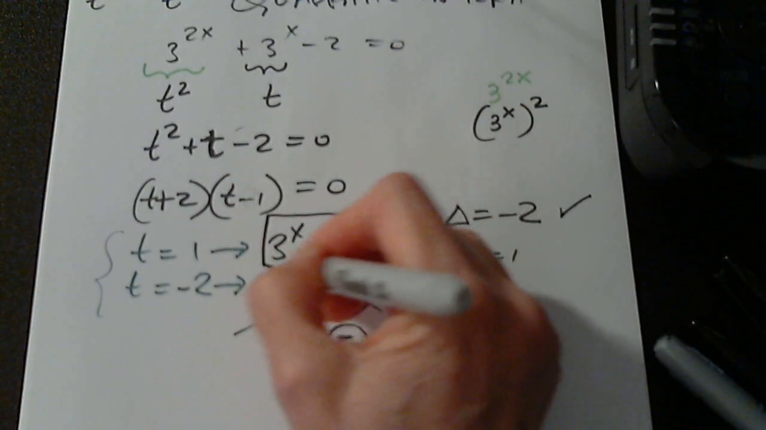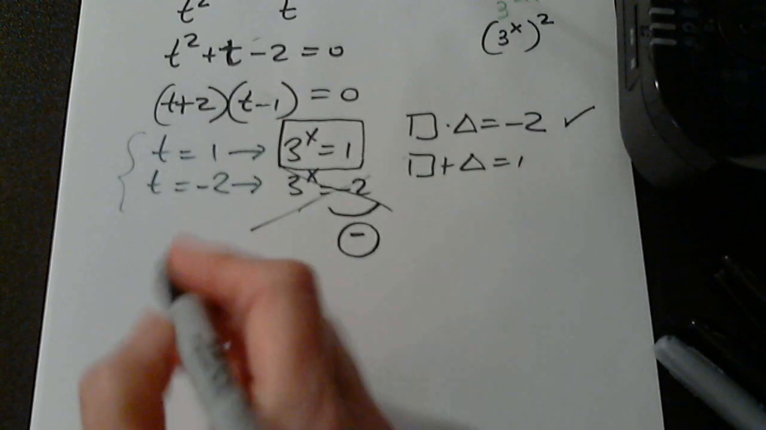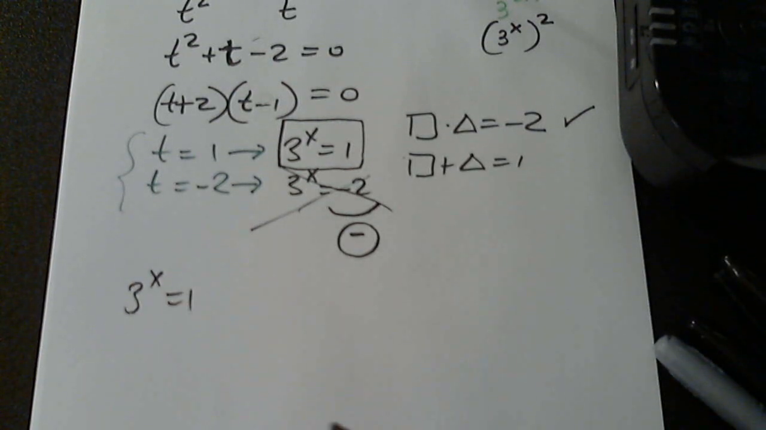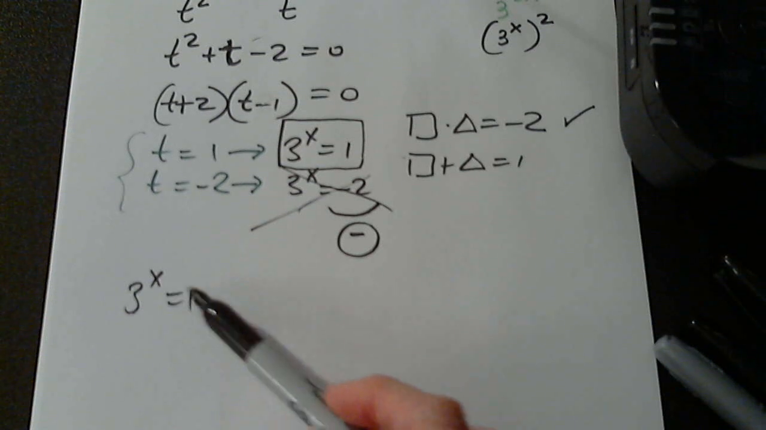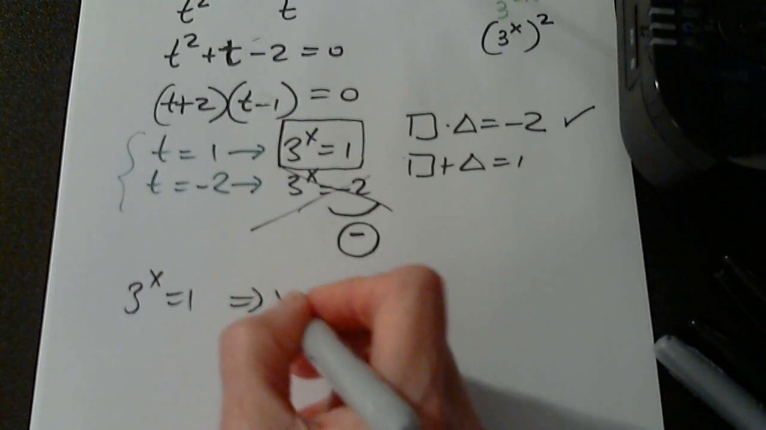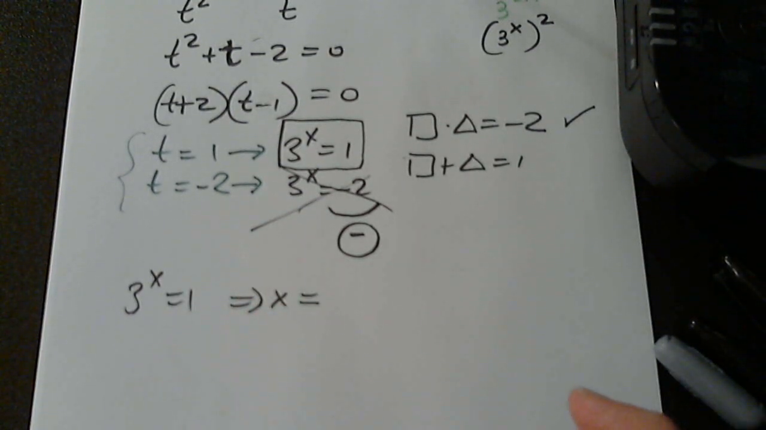Now I need to solve this one. So 3 to the x equals 1. There is no need for natural log because this is too easy. 3 raised to which power is 1? x must be 0. That's it.